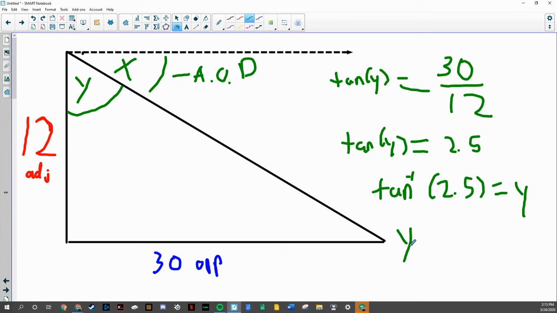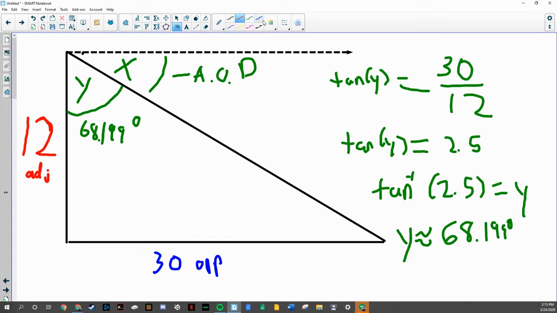is approximately, I'm going to do a little bit of approximation, 68.199 degrees. I'm trying to be a little bit exact here. So this angle measure here is 68.199 degrees. Last thing you need to do is to find what the angle of depression is.